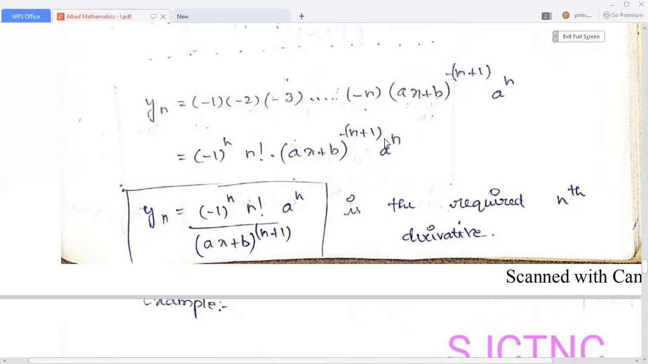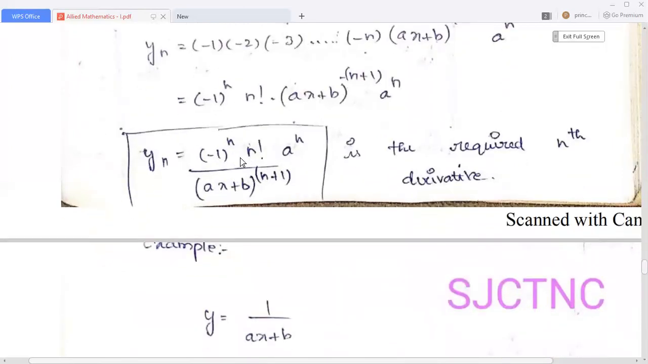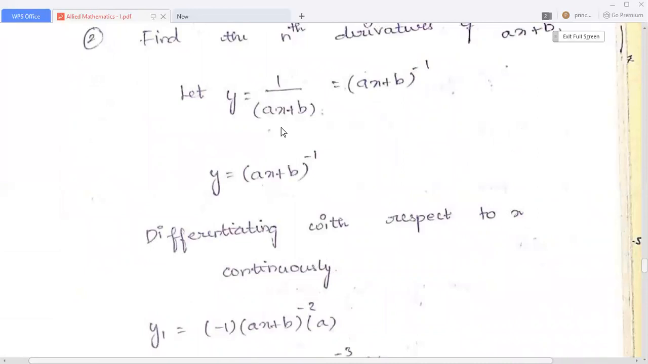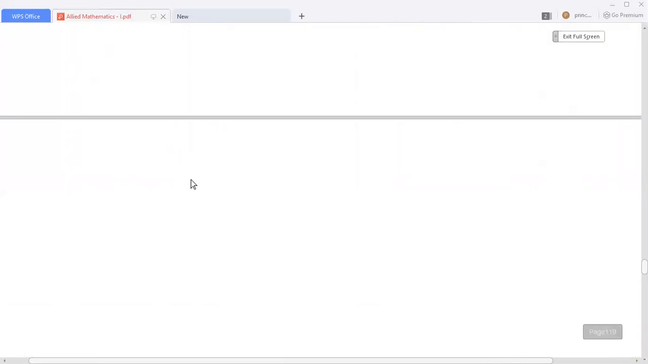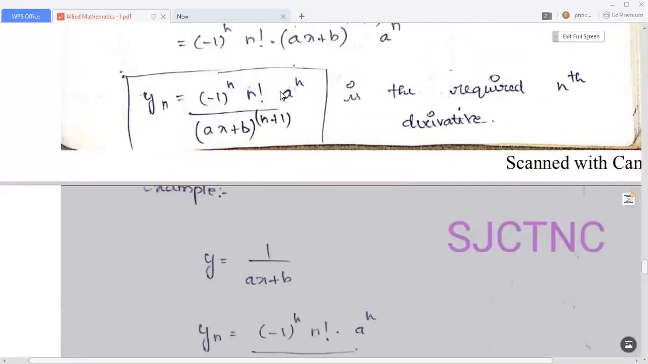The remaining two terms we write as it is, (ax+b)^(-n-1) into a^n. This can be further written as yn is equal to (-1)^n into n factorial into a^n. Then this expression can be written here, that is (ax+b)^(n+1). So which is the entire nth derivative. Hereafter this can be used as a formula for finding the nth derivative of 1 by ax plus b.